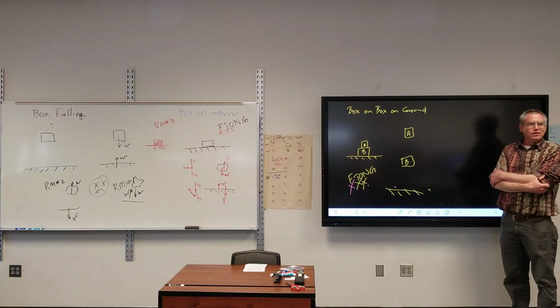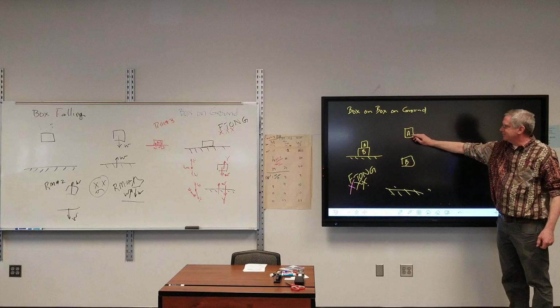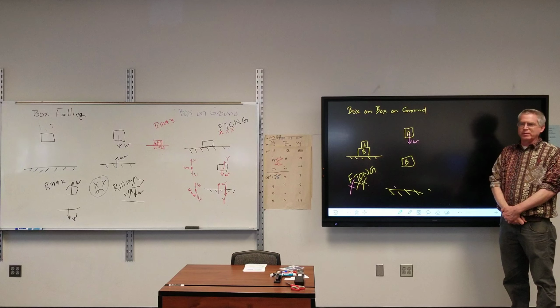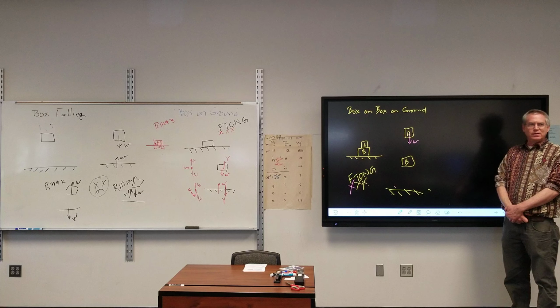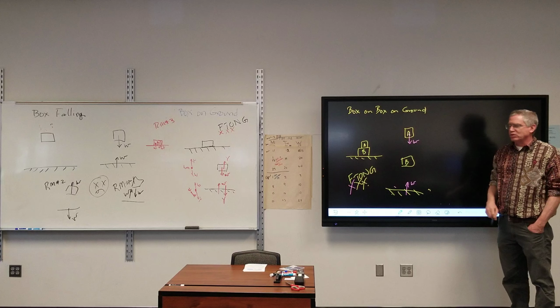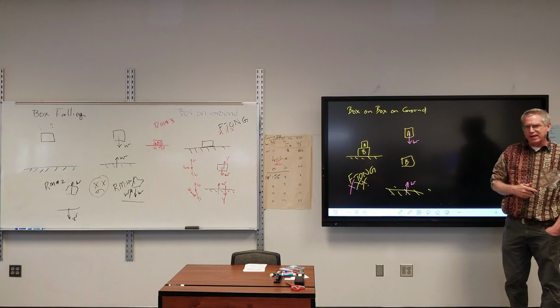Acting down on box A. Right? Down on box A. Okay, but they come in pairs. Where's the other one? Up on the ground, because that gravitational force is between the ground and A.